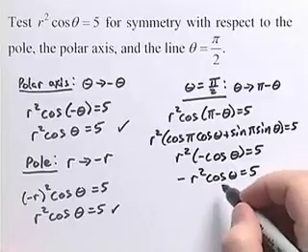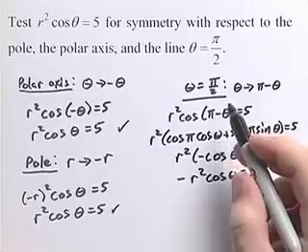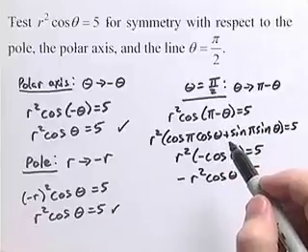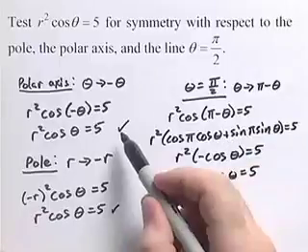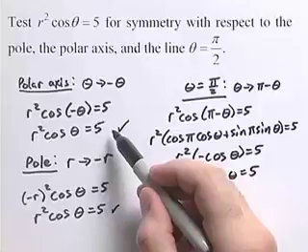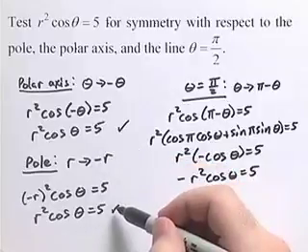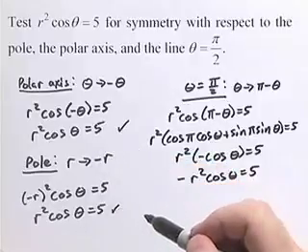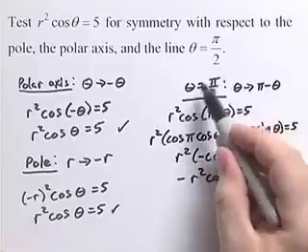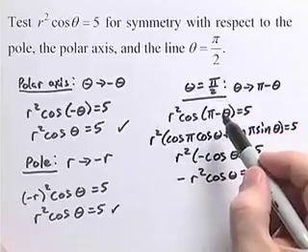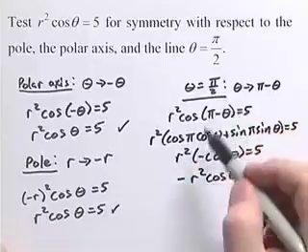However, all we can say at this point is that it may or may not be symmetric around the line theta equals pi over 2. Note that because we found symmetry around the polar axis and the pole, it actually can be shown that we must have symmetry around the line theta equals pi over 2 as well. So in this case, we will have all three symmetries.